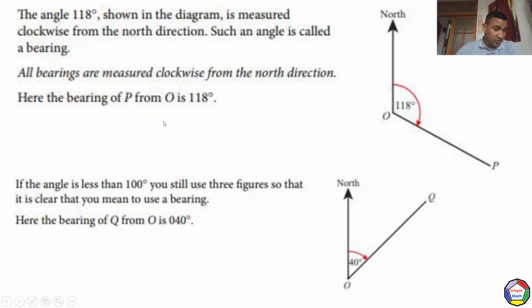On the other hand, if the angle is less than 100 degrees, like this one, 40 degrees, this is another bearing, and you still use three figures, so it is clear that you mean a bearing. So for the IGCSE test, you don't write 40 degrees. You write three figures. In this case, you write a 0 at the beginning, 040. Well, if it's more than 100, it could be like 130 degrees normally, all right?